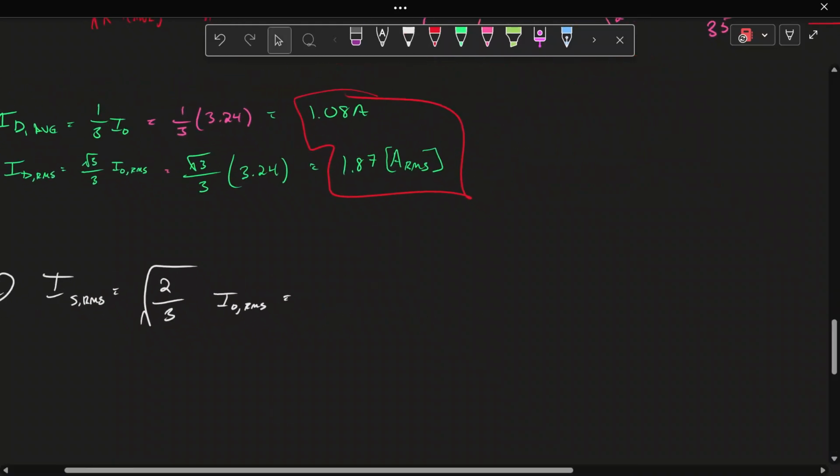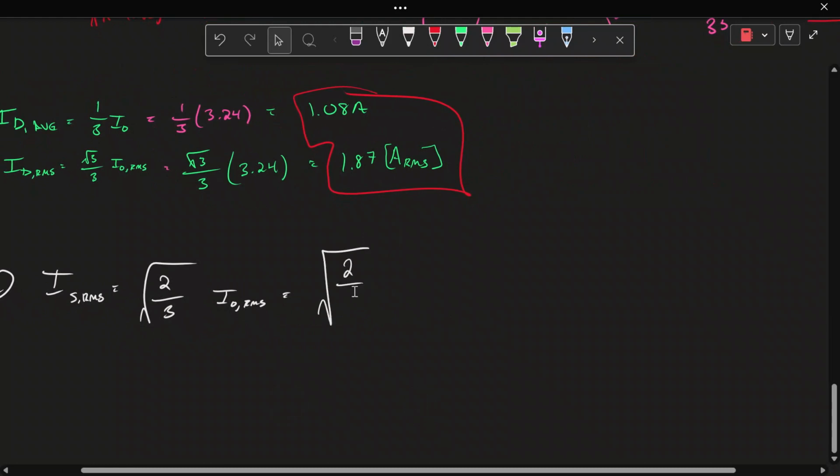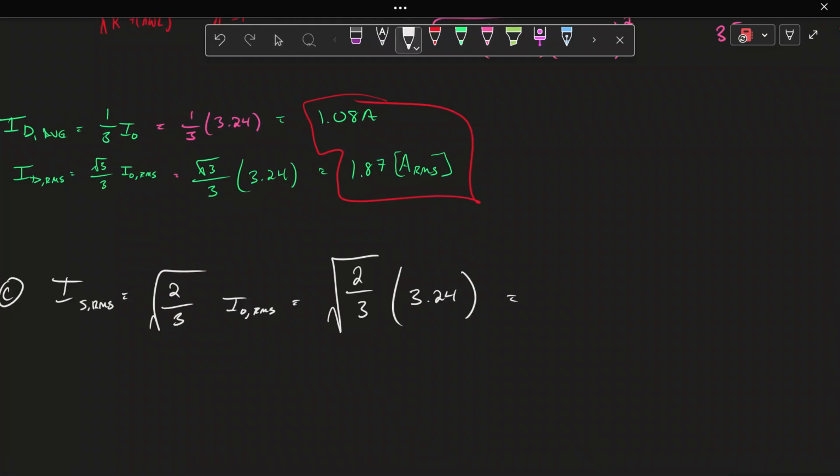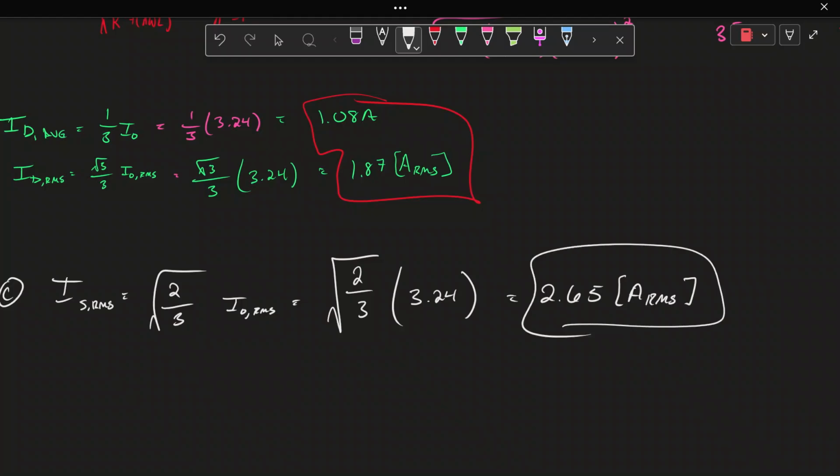So what are we going to get? We're going to get the square root of 2 over 3 times the I_O,RMS, which is 3.24. When I plug that into my calculator, we're going to get about 2.65 amps. And you can't forget amps RMS. You could even put S,RMS if you want in there.